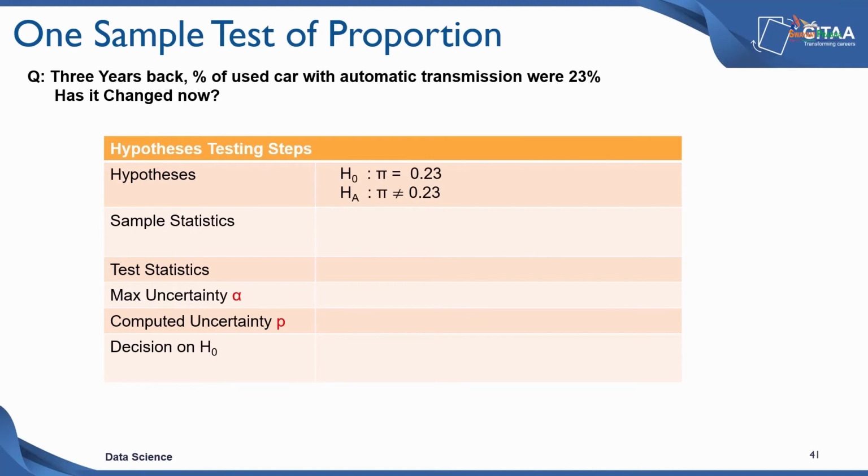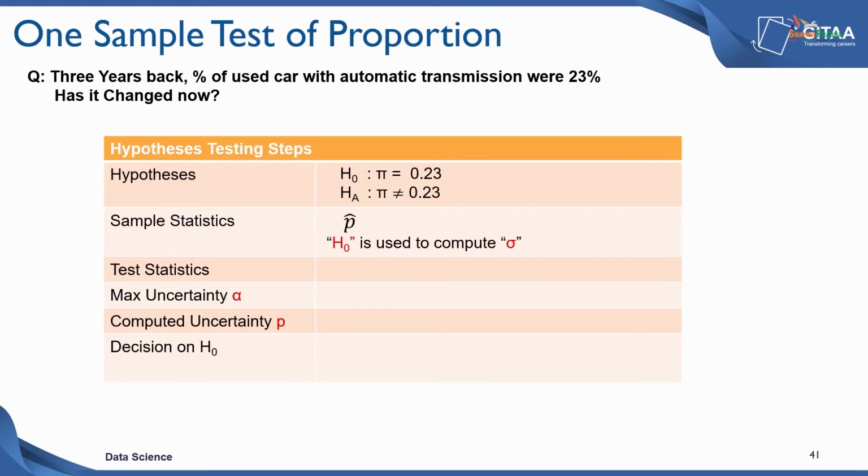So, converting it into some hypothesis, H0 is pi equal to 0.23. We want to test whether there is a status quo, or whether there really is a change that has happened from the past. And of course the alternative hypothesis is pi is not equal to 0.23. The sample statistic that we are going to use, again with a sample size of about 1000, is the p hat, which is the percentage of automatic cars currently on sale. That proportion is going to be used as the sample statistic.